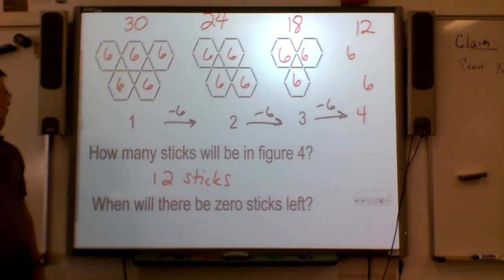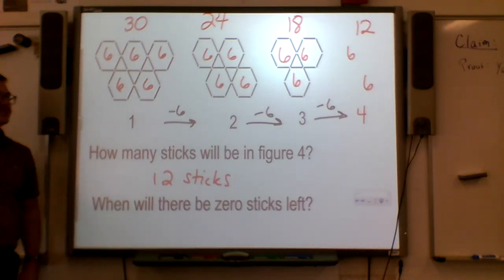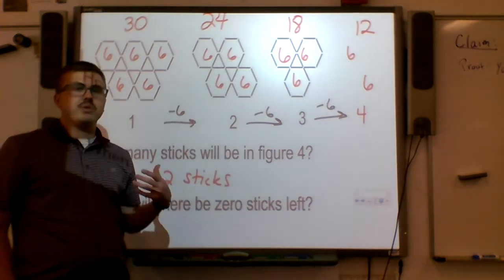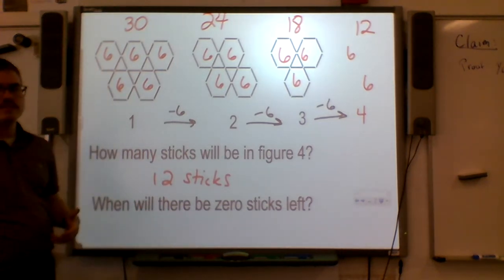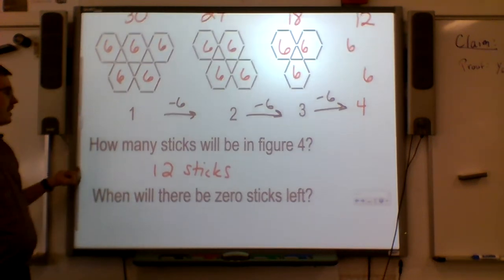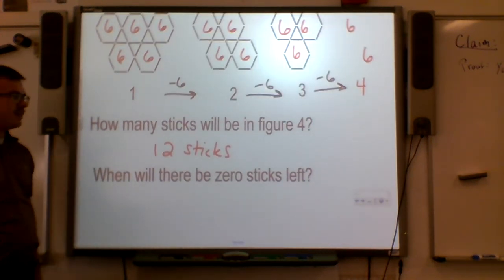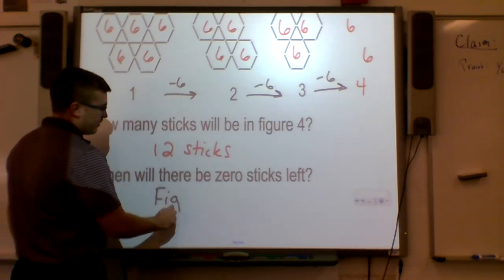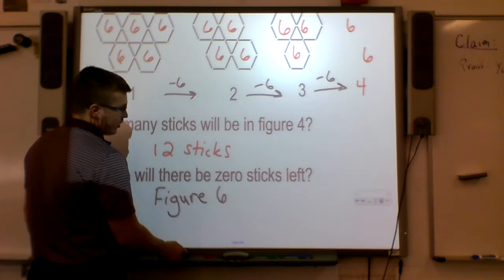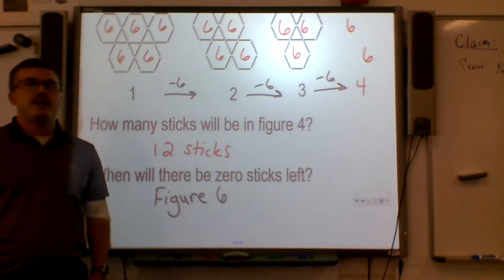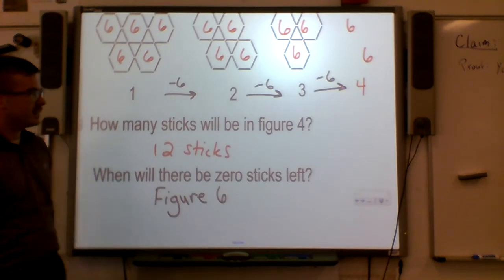Now it asks, when will there be 0 sticks left? Well, if this pattern continues, how many would there be in figure 5? That's right, there should be 6 left in figure 5, and then if I subtract more again, in figure number 6, I'm left with 0 sticks. So after 6 figures, I'm left with 0 sticks.